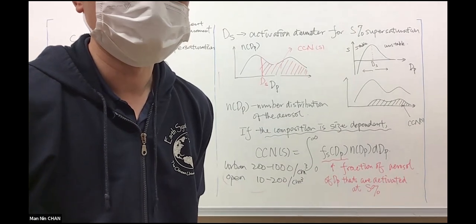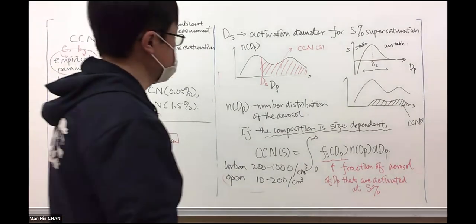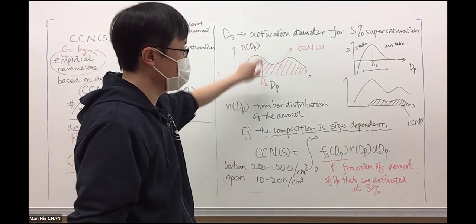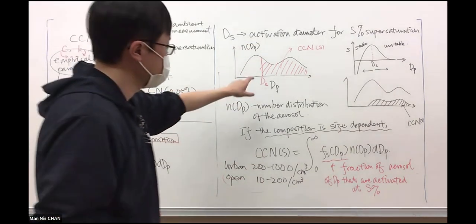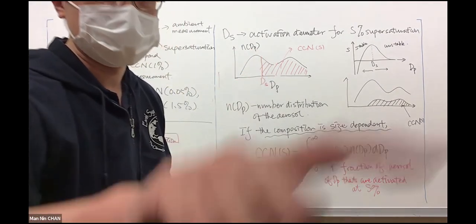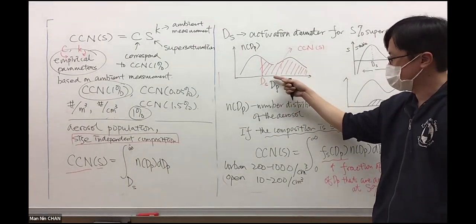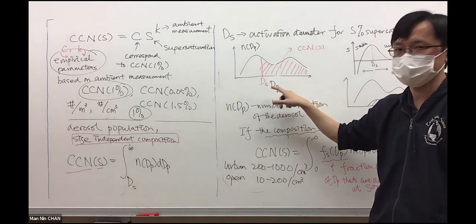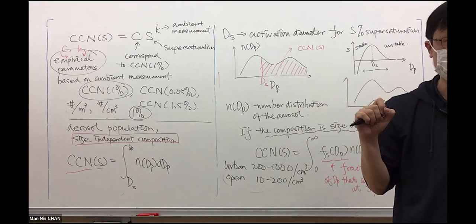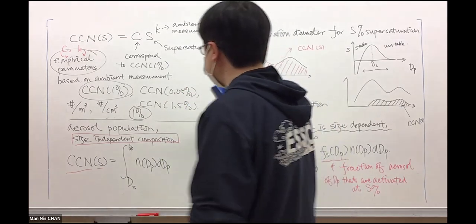So that's a question from the student. I think you're asking whether this activation diameter is the only parameter. Good question. In this case, if you assume the composition of the particles is independent of the size, and you can determine this ds, then the size is the critical parameter, right? This is a good point.